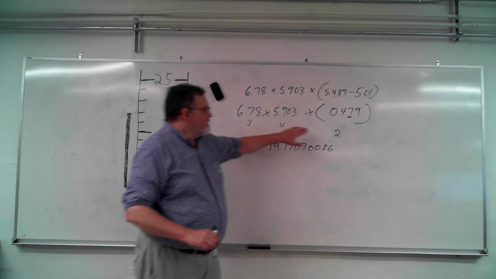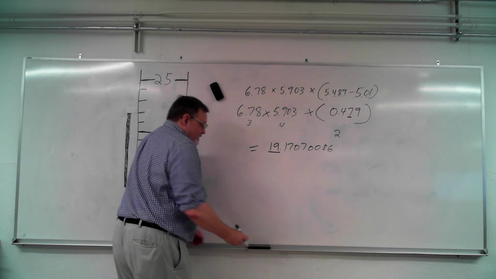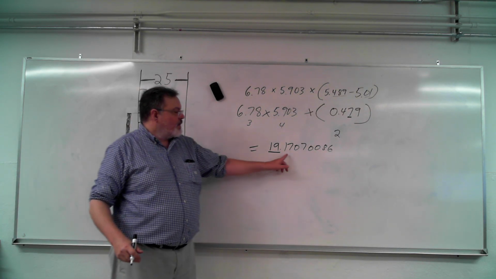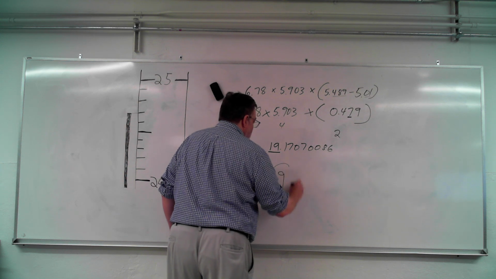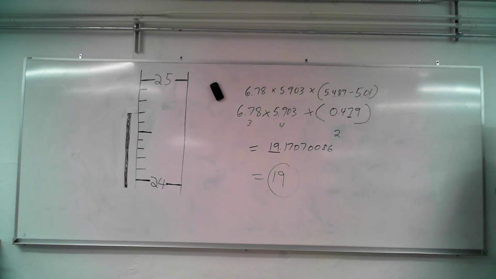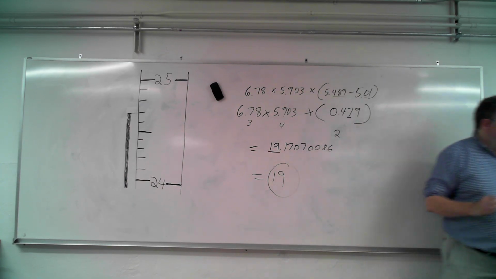I had 3, 4, and 2 for significant figures. So there's 2. So I'm actually not even going to be in the decimals for the answer on this one. The 1 does not round to 9. So the final answer here is 19. 19 point something would be wrong. This is literally 19 if you follow the rules, because of the 2. Because this was 2, this ended up needing to be 2.